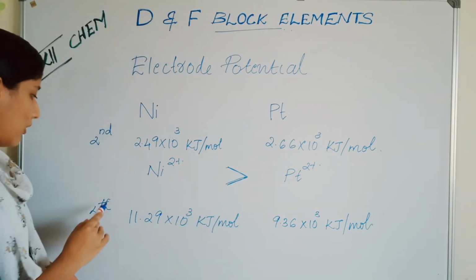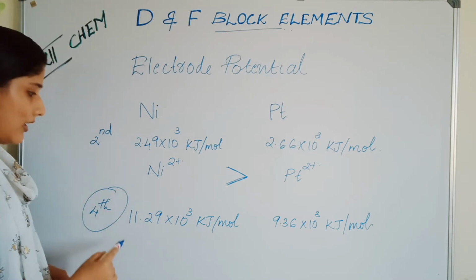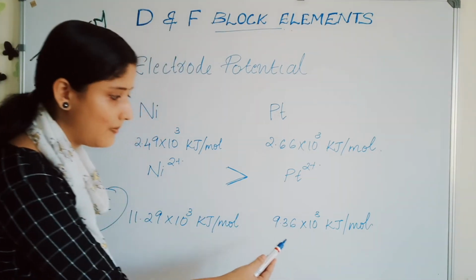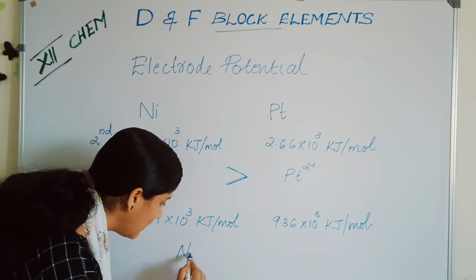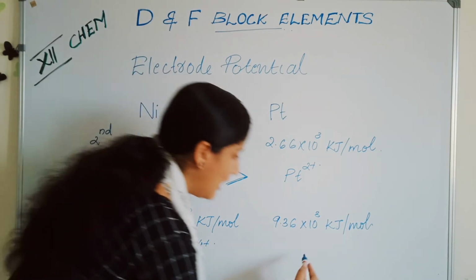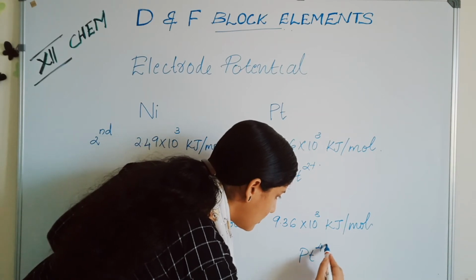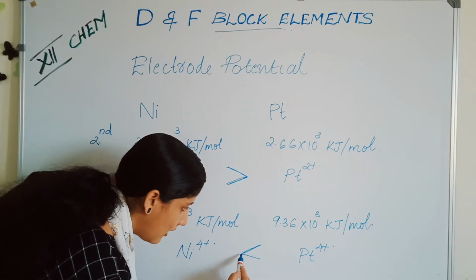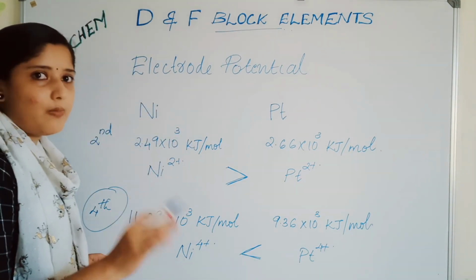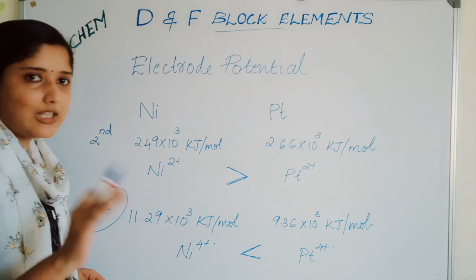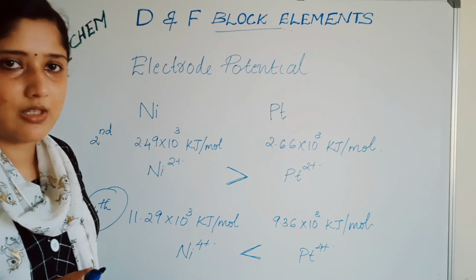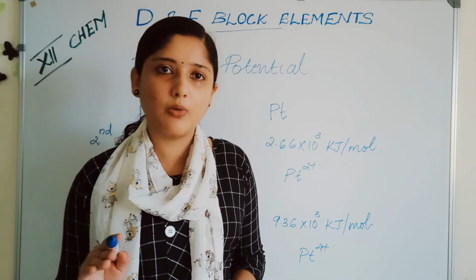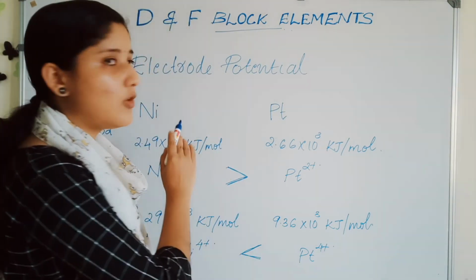But now look at the fourth ionization enthalpy of nickel. It is 11.29, and for platinum it is 9.36. That means nickel is in the 4+ oxidation state, and platinum in the 4+ oxidation state. Here platinum 4+ is more stable than nickel 4+. For transition elements in general, we can say that ionization enthalpy determines the stability of the complexes. But in aqueous solutions, the stability of the oxidation state of a compound is determined by the term electrode potential.